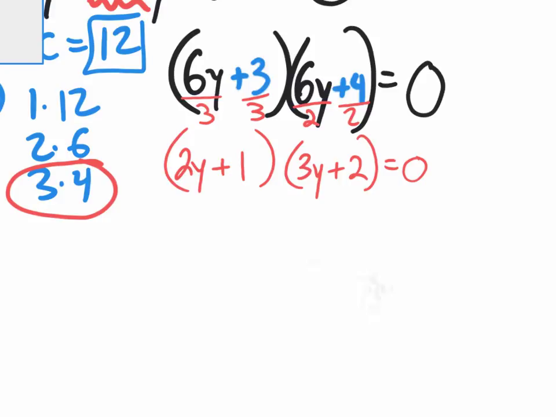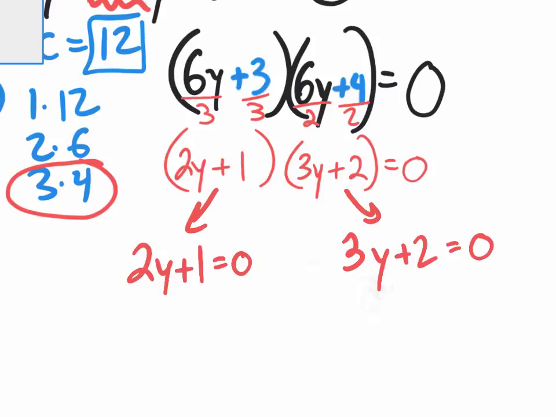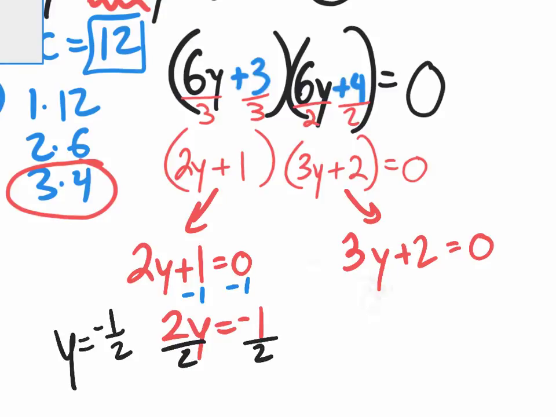So I'm going to take this one and write it over here, and this one write it over here, set them each equal to 0. And now at this point, we solve it. Minus 1, minus 1. 2y equals minus 1. Final step would be to divide by 2, divide by 2. So y equals negative 1/2.